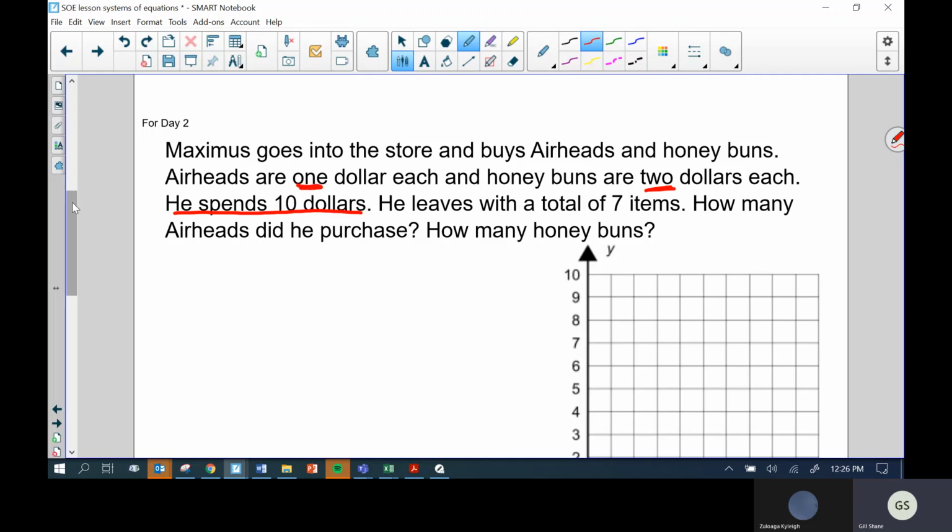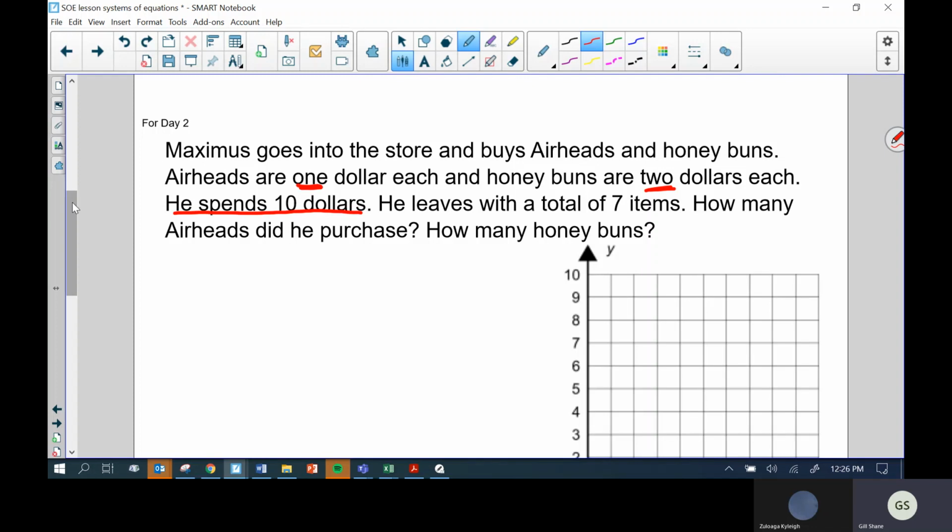You need to define X and Y though. A lot of you are not doing that piece. What is X going to stand for? Tell me what you want X to stand for. Airheads. So remember, number of airheads. You got to be very specific. Because airheads could be the cost of an airhead, which we know, so that can't be the variable.